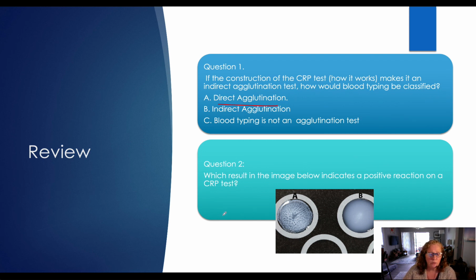Question number 2, what result in the image below indicates a positive reaction? Definitely this is going to be A. We see all of this clumping and graininess. It's really grainy inside of the liquid here, whereas B is very milky and opaque. So B is negative, A is positive.